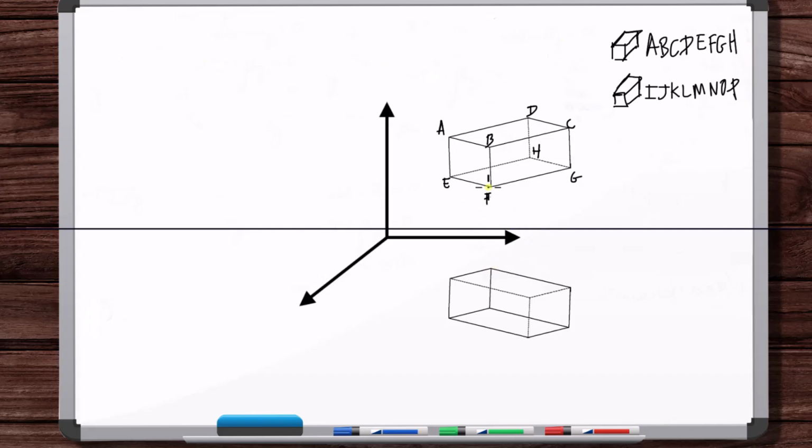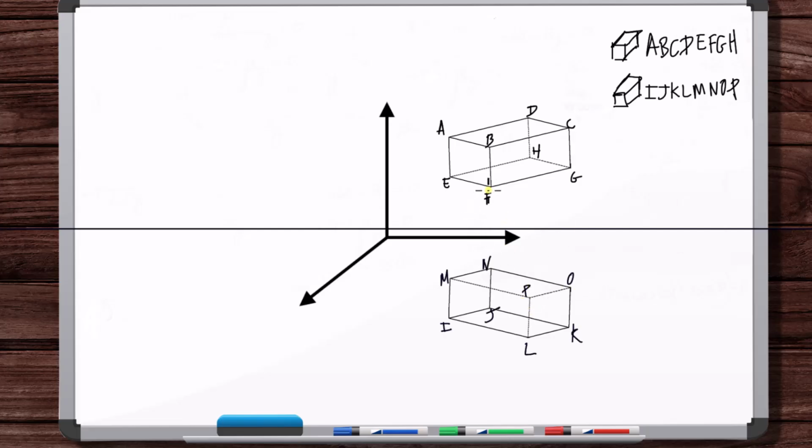Let's put the corresponding points here. F corresponds to N. G corresponds to O. C corresponds to K. D corresponds to L. B to J. A to I. E to M, H to P.